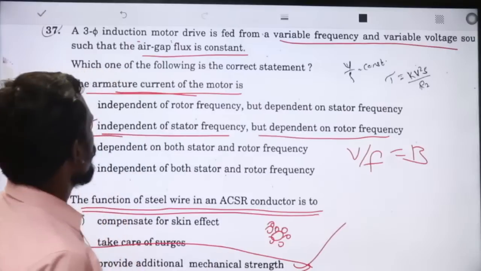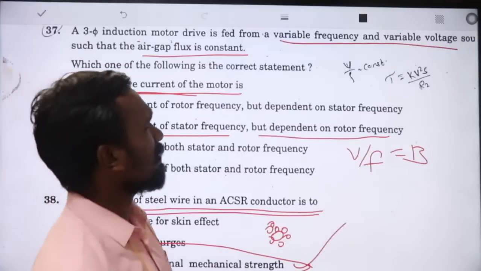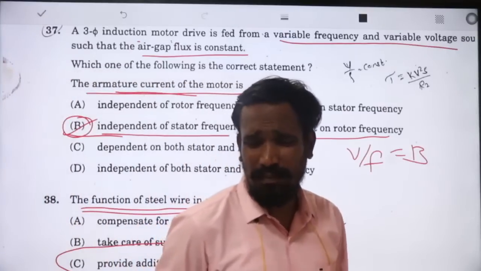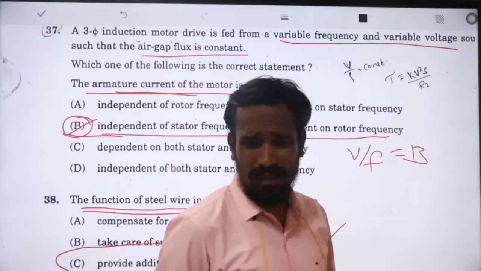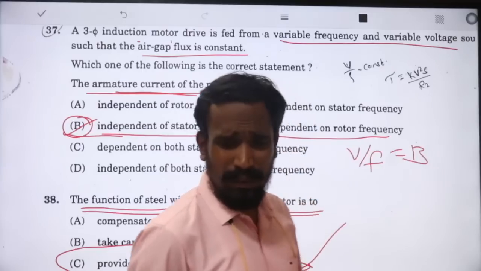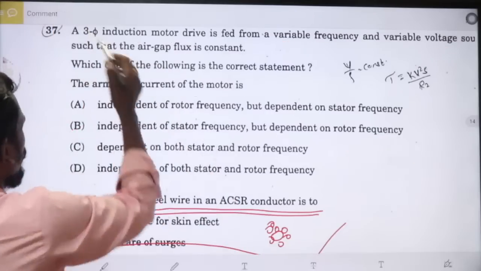Yes. Independent of rotor frequency, but depends on stator frequency. That is not matched, Ramesh. Okay, so let's see. This is option B.